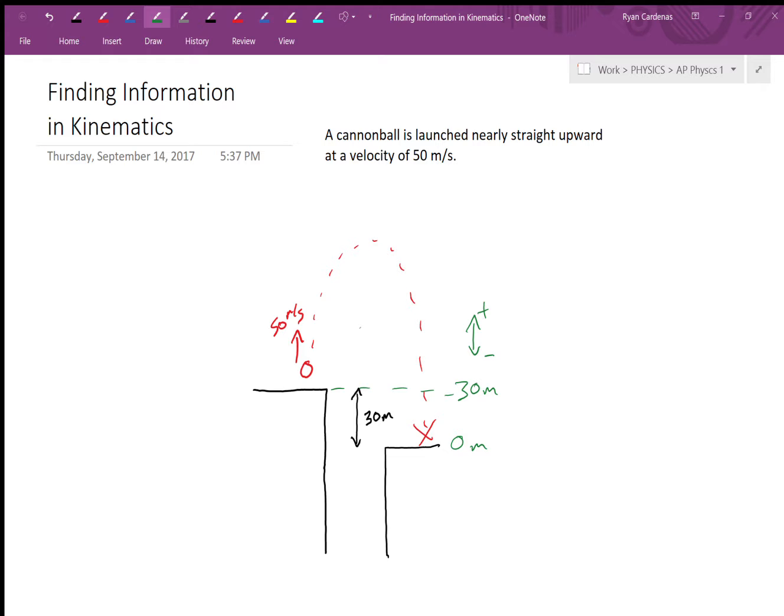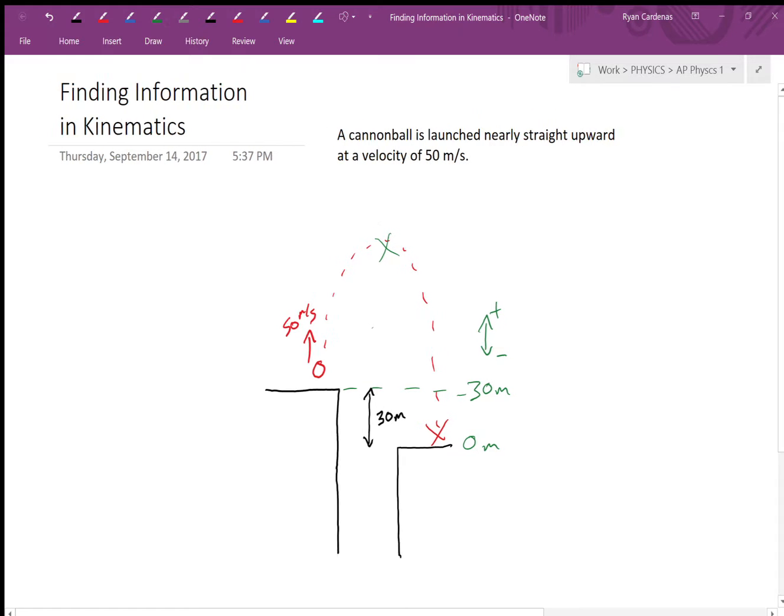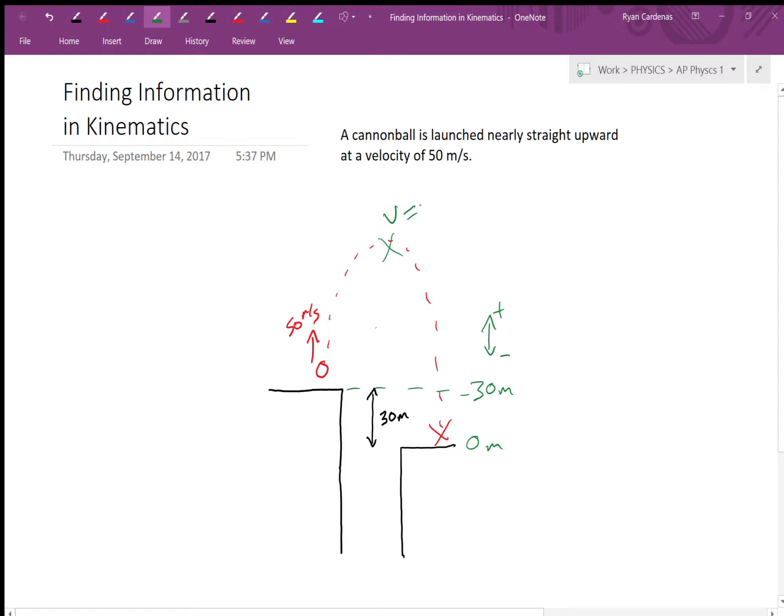Well, what about velocities that are 0? I know the velocity is not 0 here at the bottom because it's moving by the time it lands over there. And I know the velocity up here, however, at the top of its trajectory, the velocity there is definitely 0. So I'm going to put that on my picture.